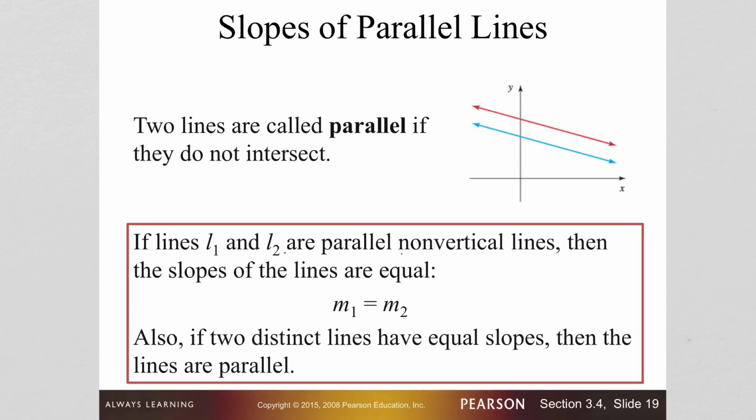Okay, so now let's talk about parallel lines. If two lines never ever cross each other, they are said to be parallel. Also, if two lines have the exact same slopes but different y-intercepts, then they are parallel. So it says here, if two distinct lines have equal slopes, then the lines are parallel.